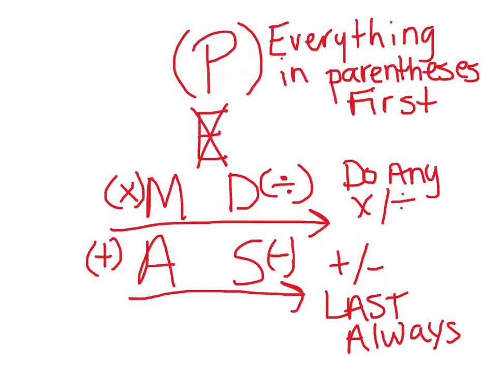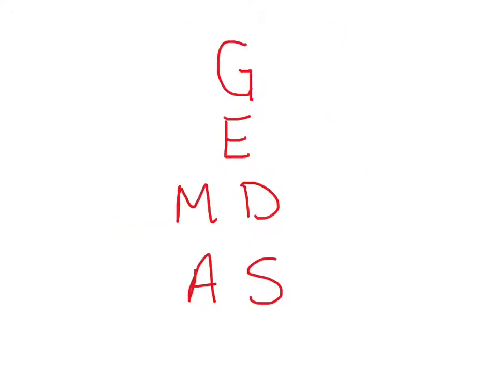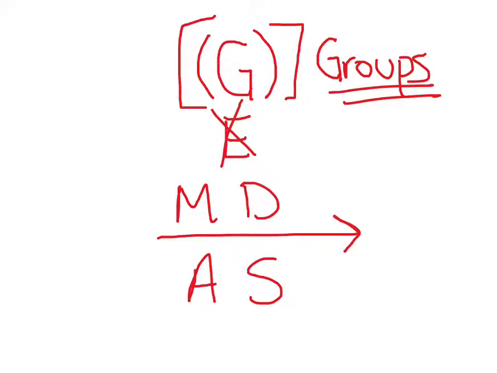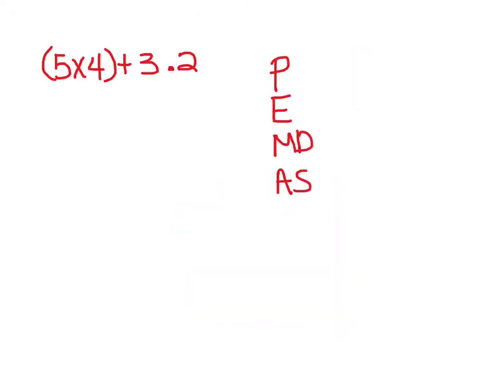All right, so let's look at a couple. Let's look at GEMDAS now. GEMDAS, same thing. It's grouping. So you're going to do inside the parentheses, inside the brackets. It's grouping, so we're going to do all the groups first. And then again, we don't do exponents. Multiply and divide from left to right. Do all multiplication and division. And then after that, you'll do addition and subtraction. Now, that doesn't mean that you can't do addition and subtraction first if it's in parentheses. If it's in parentheses, you do it no matter what. Okay? All right, so let's look at some examples.